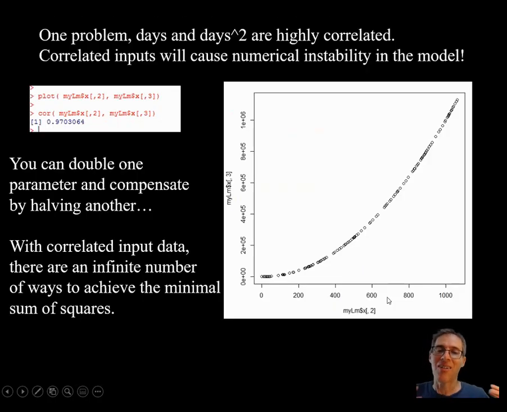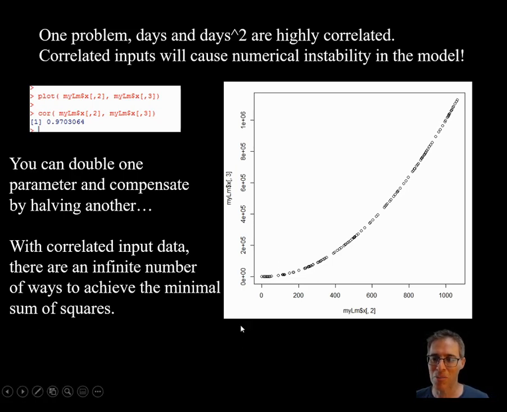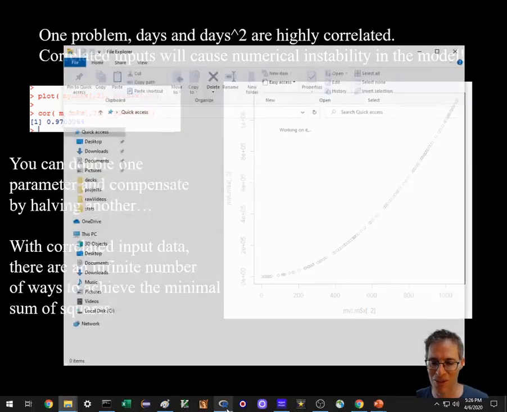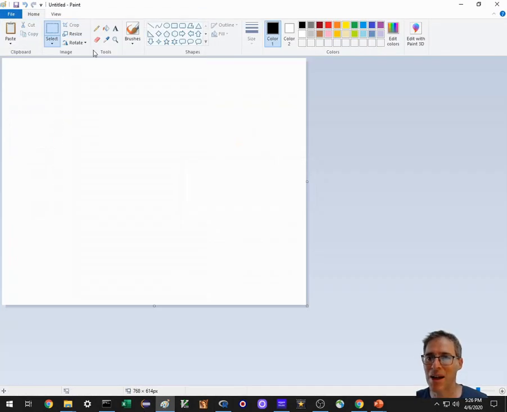Now, what I've just said is pretty complicated, but in fact it's somewhat simplified because day and day squared are highly correlated, and in general, as we'll see when we start to talk about PCA, you can't have correlated inputs into a numerical model. So if you think about a perfectly correlated model that looked like this.